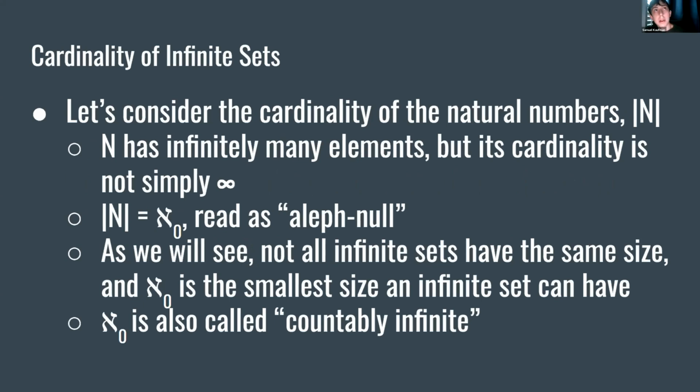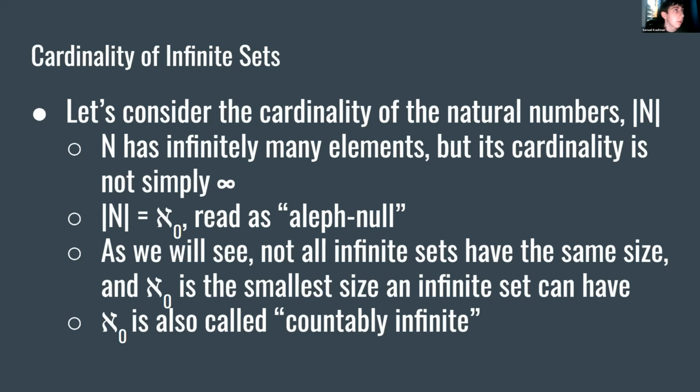So remember, the cardinality of a set is the number of elements in the set. If we're going to be talking about infinite sets, it's going to be helpful to think of cardinality, because what we're really talking about is the number of elements in the set. So let's think about the cardinality of the natural numbers. That's written with those two bars around N. N does have infinitely many elements, but we cannot just write infinite. It's more complicated than that, as most things in math are.